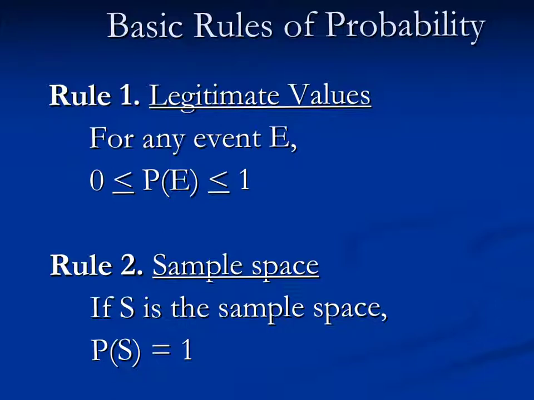Rule 2, your sample space. If S is the sample space, then the probability of S is equal to 1. And it's also important to note here that all probabilities for a certain event must add up to 1. So if I had the probability of rolling a 2, and I actually got 0.4 on that, and then the probability of rolling a 3, and I got 0.2 on that, that's 0.6. So the other probabilities of the numbers would have to be 0.4, because 0.6 plus 0.4 is equal to 1. So all your probabilities must equal 1 for your total sample space.